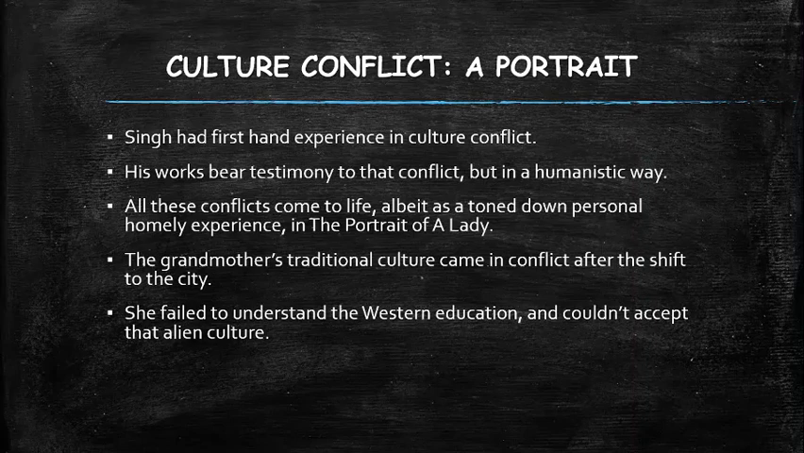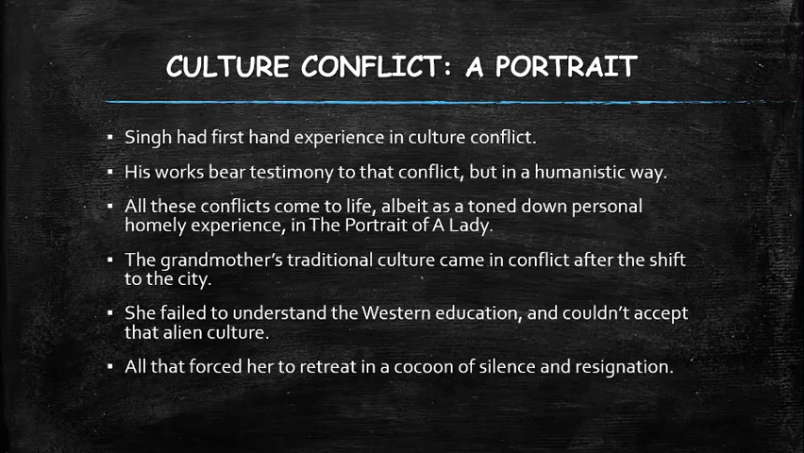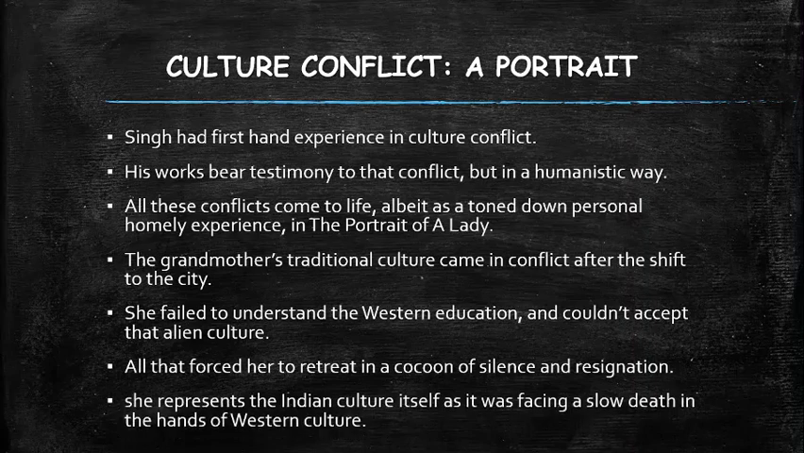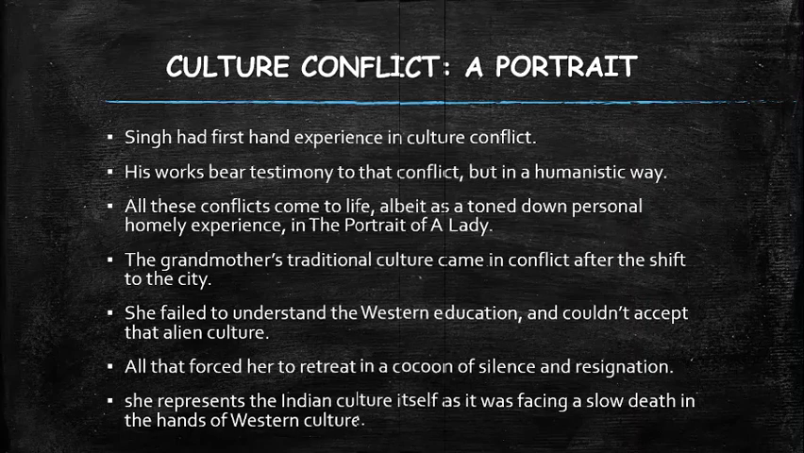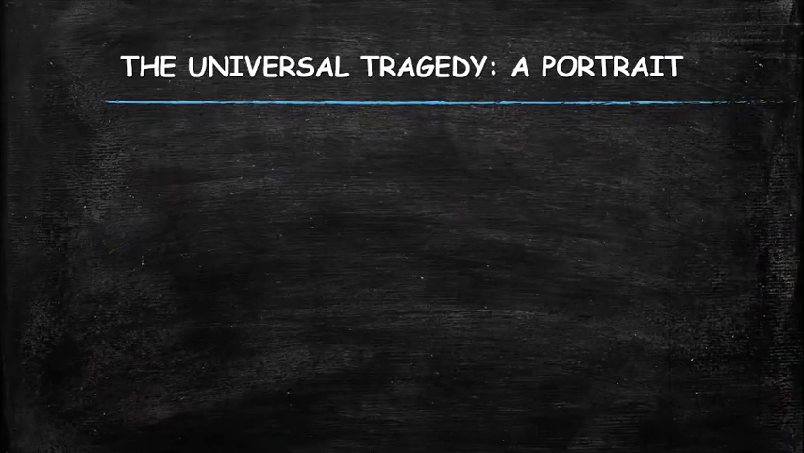The scriptures were replaced by Western science, prayers with music and dance. The distance that was created thus between the grandmother and her grandson was irreparable, and, in a way, forced her to recede into a cocoon with none any more to share or pass on her values and beliefs. In a way, she represents the Indian culture itself as it was facing a slow death at the hands of Western culture. Next, we come to the universal tragedy.